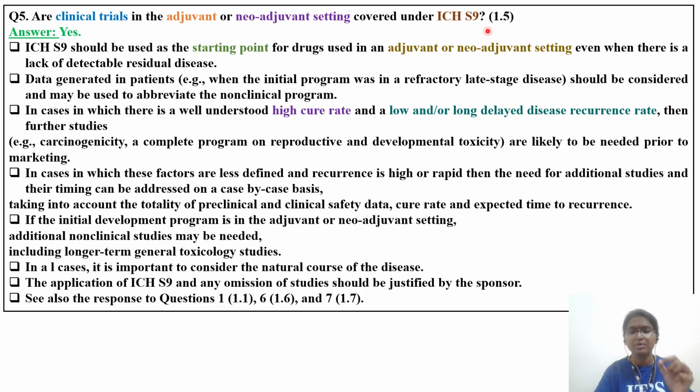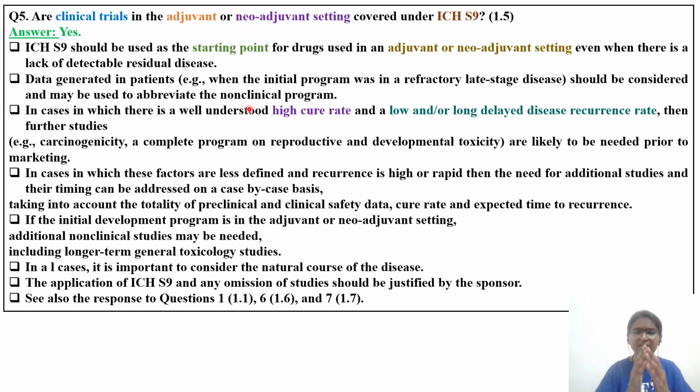This is the question which was asked by one of the pharmaceutical scientists. So what is the answer given by the regulatory agency? We'll see. ICH S9 should be used as a starting point. One more question you saw in the previous slide was also asking to use this as a starting point, for drugs used in the adjuvant or neo-adjuvant setting, even when there is a lack of detectable residual disease. Even after treatment, if there is a lack of residual disease, please use ICH S9 as a starting point. Data generated in patients when the initial program was in refractory late stage patients who were not responding should be considered and may be used to abbreviate the non-clinical program.